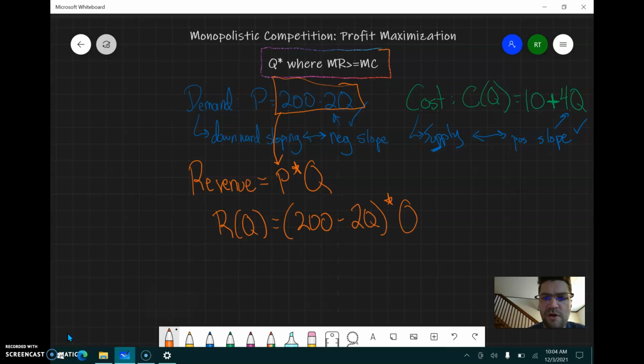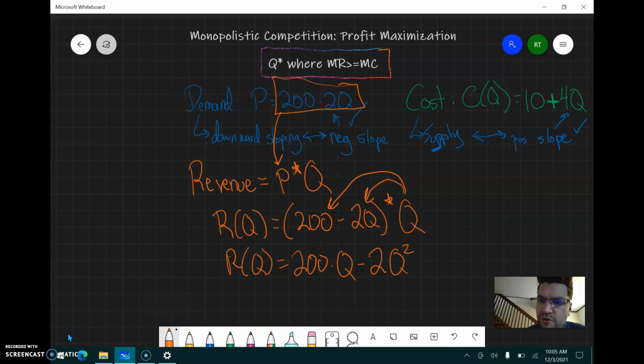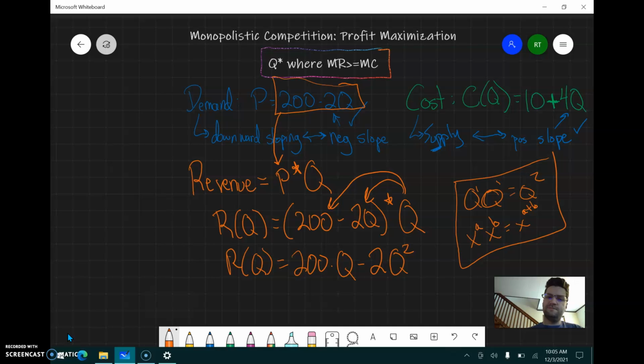Both of those terms are going to be multiplied by Q. So this Q is going to interact with that term, and it's going to interact with that term. So our final revenue equation is going to look something like this: 200 times Q minus 2 times Q squared. And so we get Q squared because Q to the 1 times Q to the 1 is equal to Q squared. That's just our simple exponent addition, right? If we have x to the A times x to the B, that equals x to the A plus B. So similar thing going on right here.